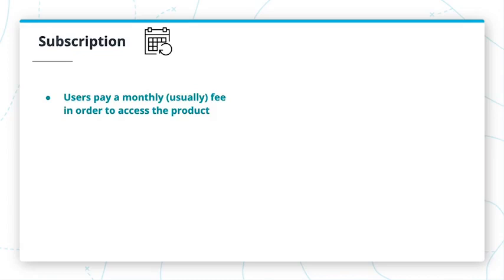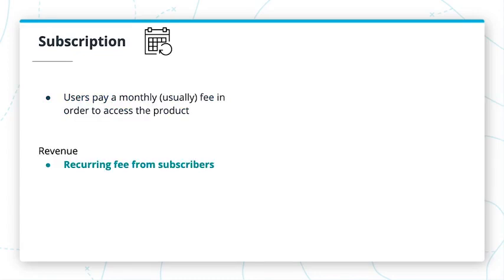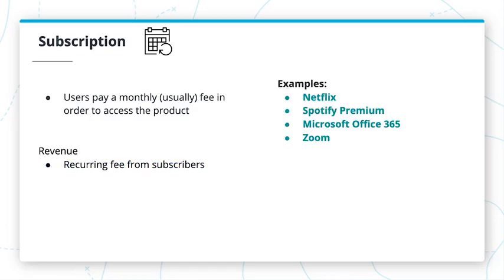And lastly, there's subscriptions, where users pay a recurring fee in order to access the product. It's usually monthly, but not always. This means that revenue comes from paying subscribers. This, in turn, creates a recurring revenue stream, meaning that as long as you maintain your subscriber base, you will generate revenue on a regular basis. Some examples of subscription-based products include Netflix, Spotify Premium, Microsoft Office 365, and Zoom.